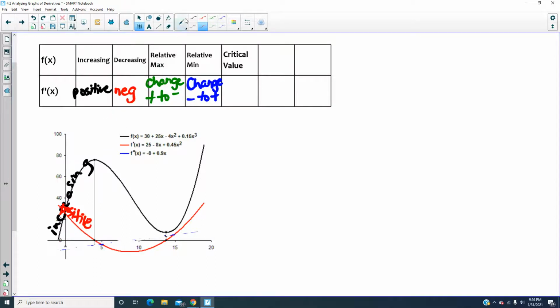And then as soon as the black graph changes to decreasing, and it's decreasing all the way until we get to this point, the red graph is below the x-axis, negative. And then when the black graph, the original function, is increasing again, the red graph is positive again.